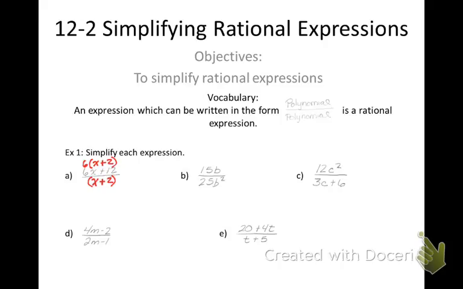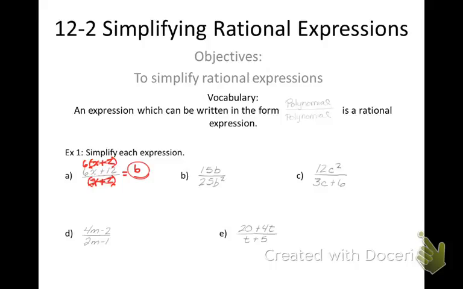Are the two sets of parentheses on the top and the bottom the same? Yes. You can reduce them. They go away. So the x plus 2's go away. What's left on top? 6. What's left on the bottom? Nothing, 1, really. So then you circle it. It's a 6. That is your answer.